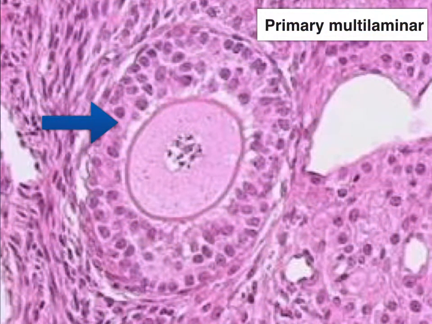Next stage, we have the primary multilaminar. By the word multi, meaning the characteristic is presence of a stratified cuboidal cells, and this time the zona pellucida is more prominent, and again the presence of single oocyte.